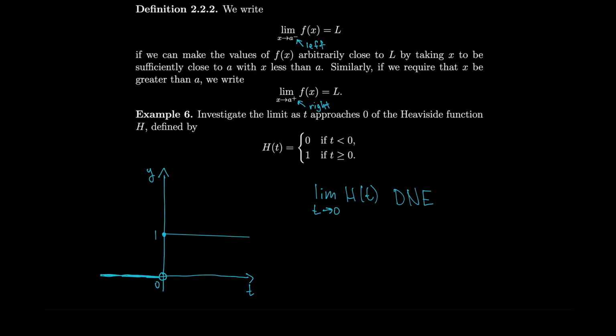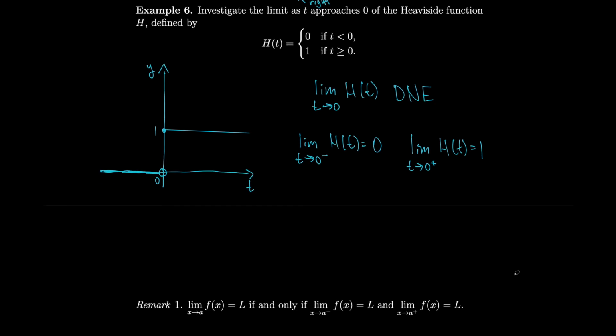However, as we approach from the left, we do approach 0. We approach a specific value from that one direction, so we could say that the limit as t approaches 0 from the left of h of t is 0. Similarly, as we approach from the right, we approach a specific value of 1. So the limit as t approaches 0 from the right of h of t is equal to 1.